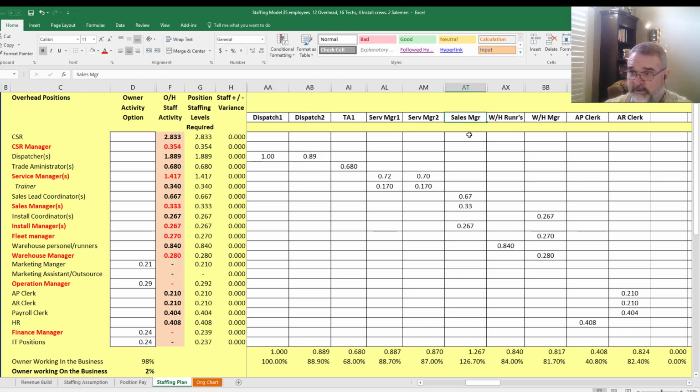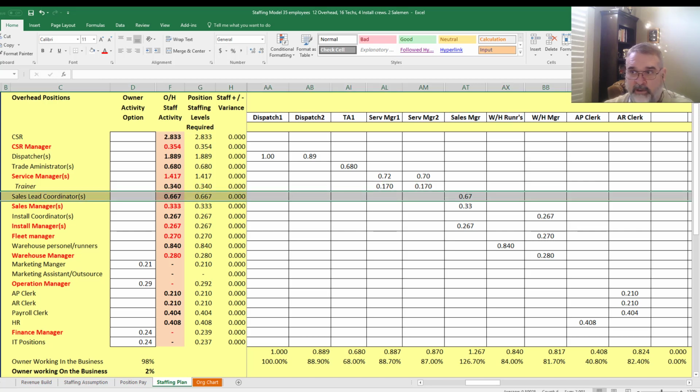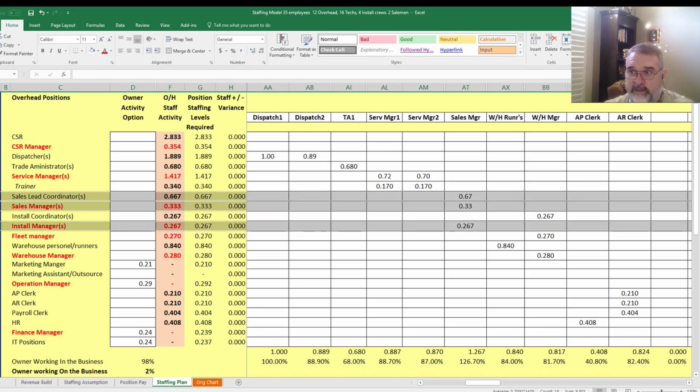Now I've got a sales manager who is now wearing 126% of a hat. So what's going on there with him? What hats is he wearing? He's wearing this hat and this hat. He's acting as a sales manager and the sales lead coordinator, and that would make up 100% of his time.